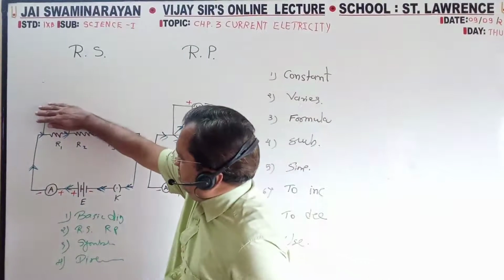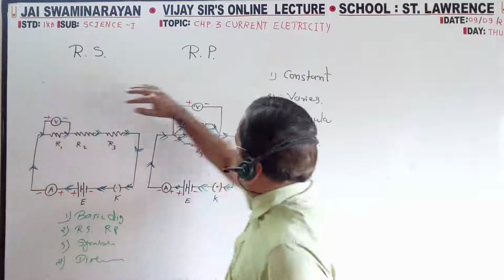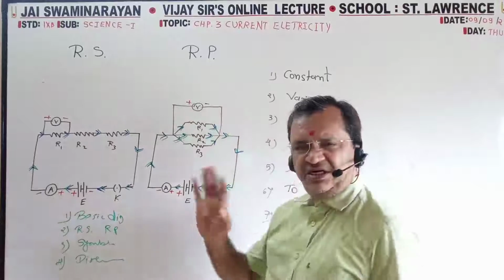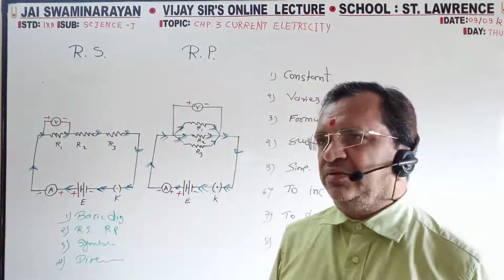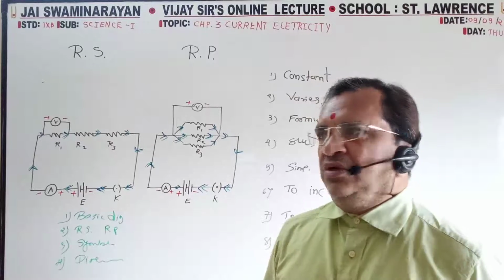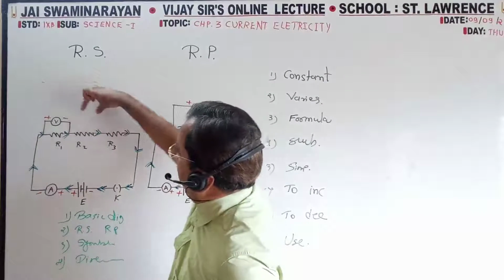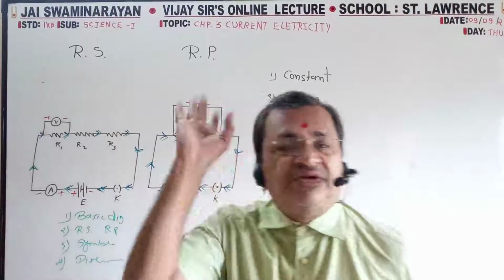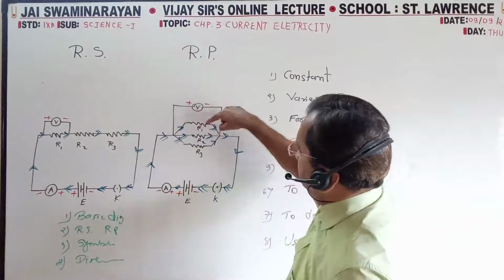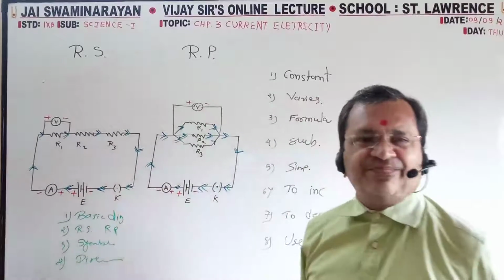This is the instrument which will measure the potential difference. Don't take this as a part of the circuit. So here the potential difference is different, here it will be different, here it will be different. For all three, V is different. Here, for all three, V is the same.